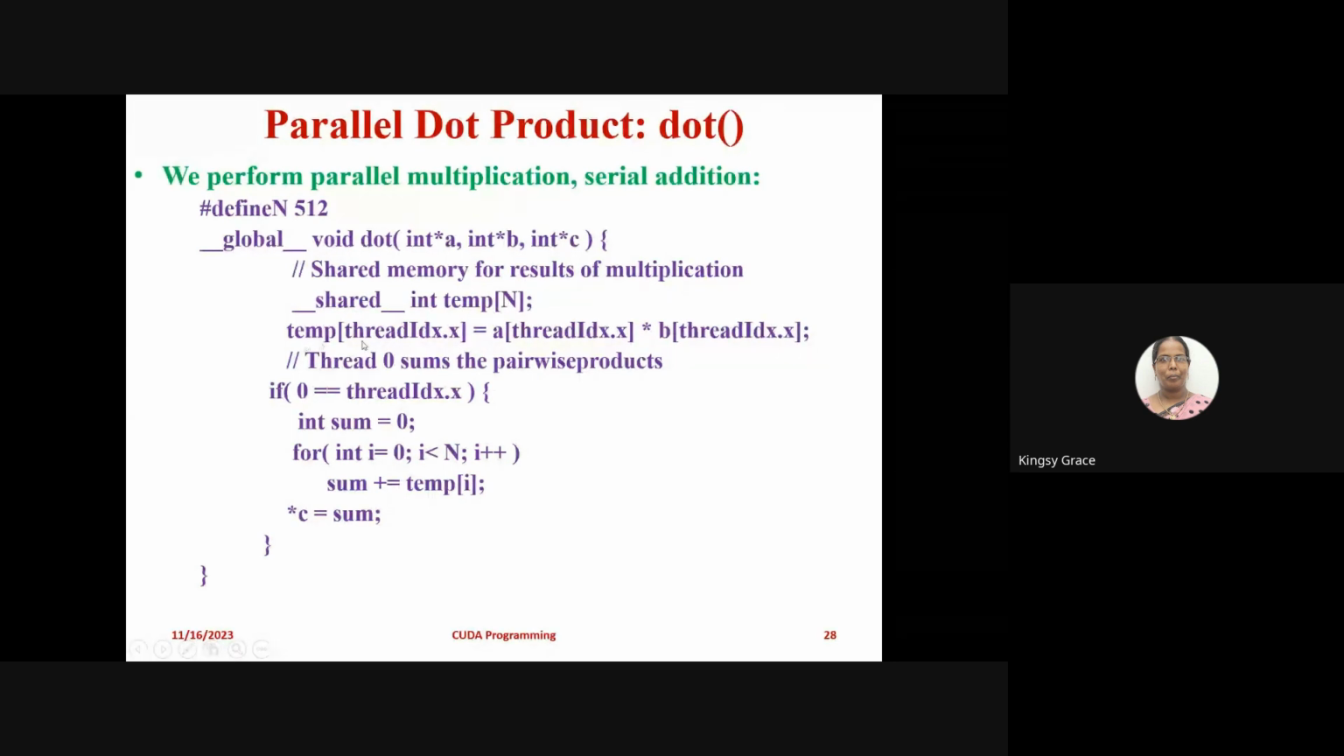Here we write temp of threadIdx.x equal to a of threadIdx.x multiplied by b of threadIdx.x, so A0 into B0 happens here. After that, they do pairwise products. Then everything is done with the help of thread 0. You have thread 0, thread 1, thread 2, thread 3, and so on. Based on how many variables there are, the thread index will be increased. Once everything is done, with the help of thread 0 you sum all the values.